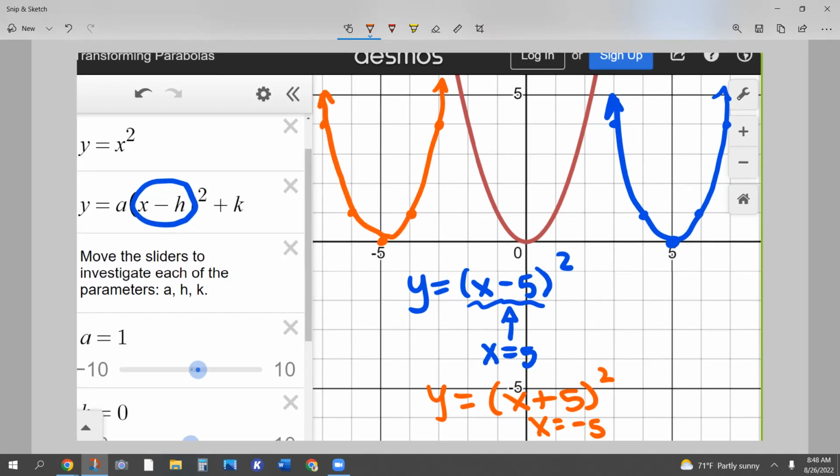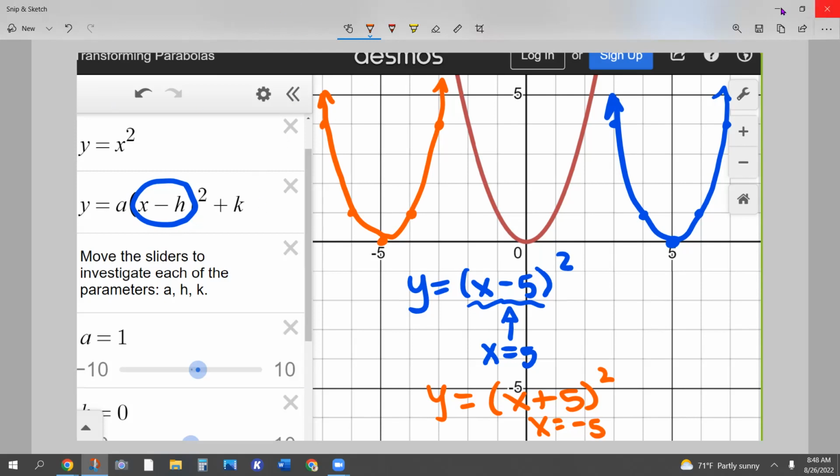So you want to understand that if I have an x minus 5 in my parenthesis, whatever makes this x minus 5 0, that's the direction your graph is being moved. So what makes this 0 is a positive 5. Here, what makes this 0 is a negative 5. Okay.